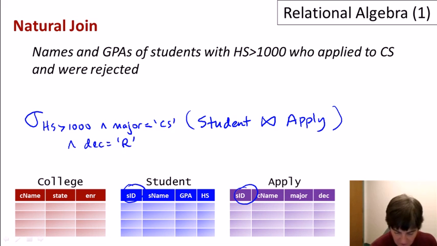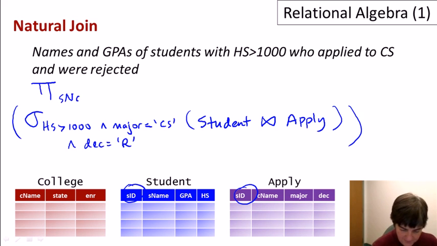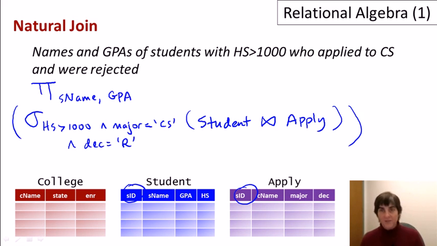Again, we'll call that R. And then, since we're only getting the names and GPAs, we write the student name and the GPA. Okay, and that's the result of the query using a natural join. So as you can see, that's a little bit simpler than the original with the cross product. And by setting up schemas correctly, natural join can be very useful.